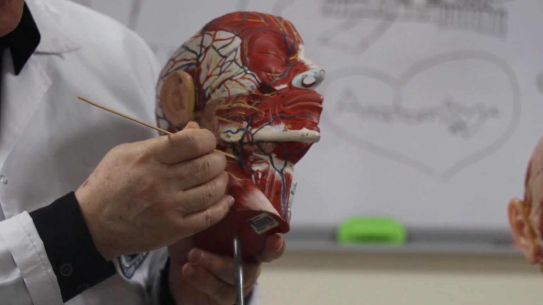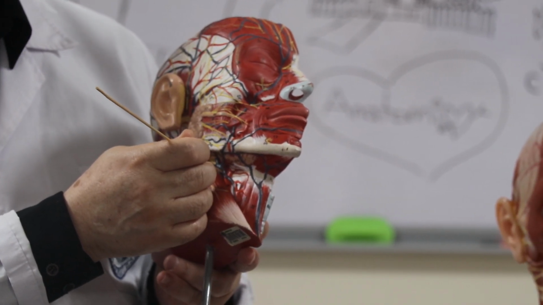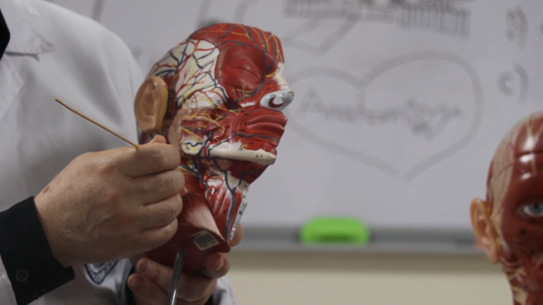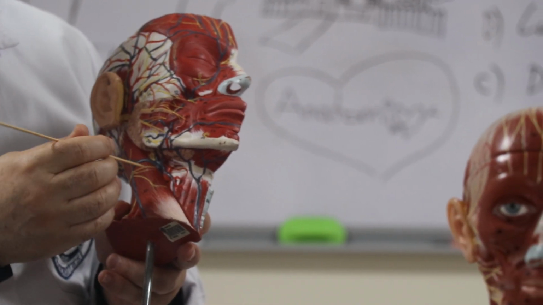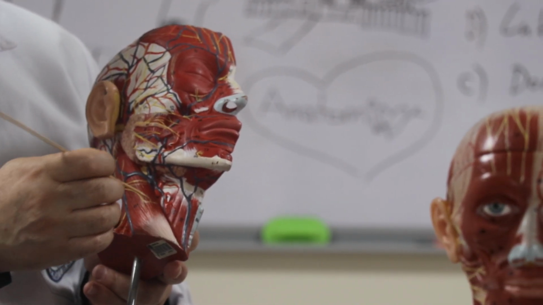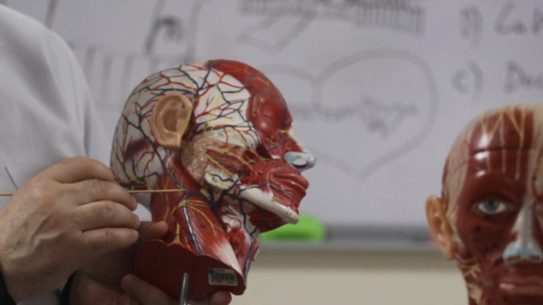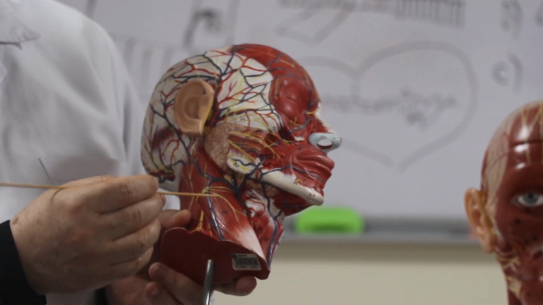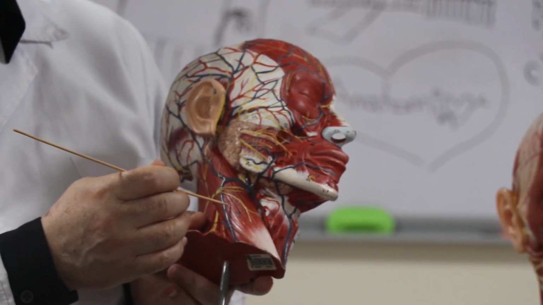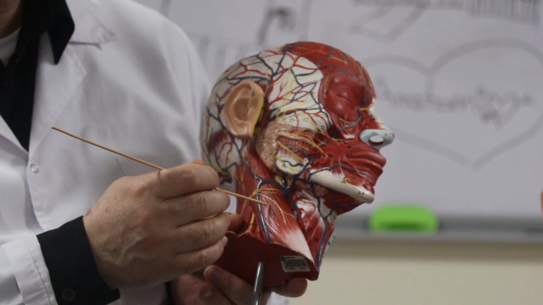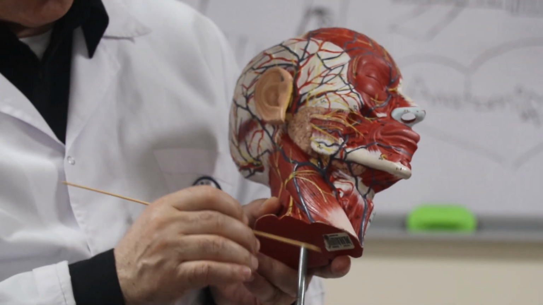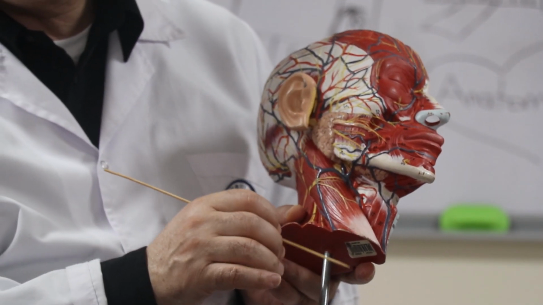On the anterior side, the anterior division of the retromandibular unites with the facial, forms the common facial, and the common facial opens into the internal jugular vein, right? Okay. So the internal jugular vein is beneath and medial to the sternocleidomastoid. We can't see it. The external jugular vein is superficial, and it crosses the sternocleidomastoid muscle.